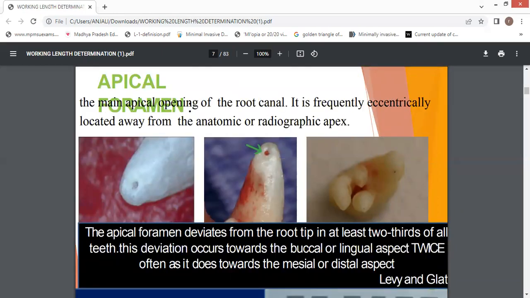Apical foramen: the main apical opening of the root canal. It is frequently eccentrically located away from the anatomic or radiographic apex. The apical foramen deviates from the root tip in at least two-thirds of all teeth. This deviation occurs towards the buccal or lingual aspect twice as often as it does towards the mesial or distal aspect.